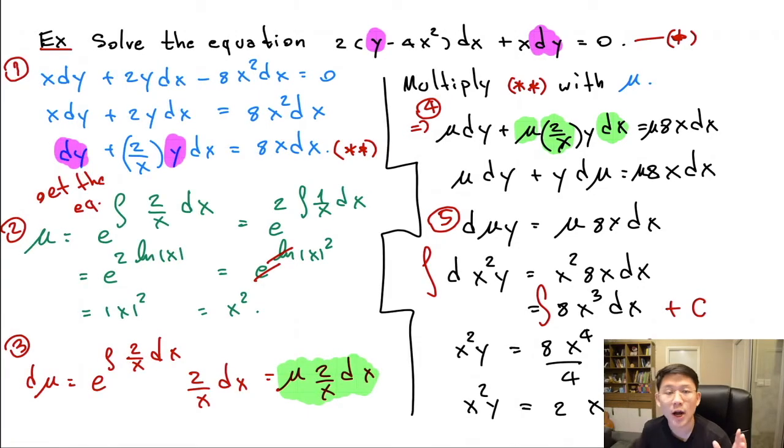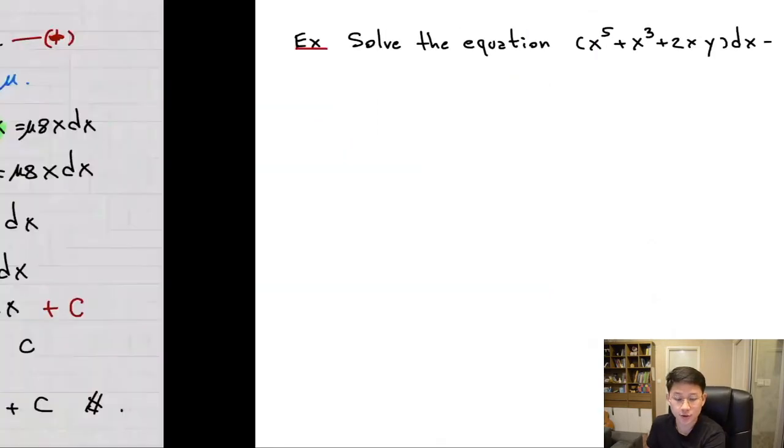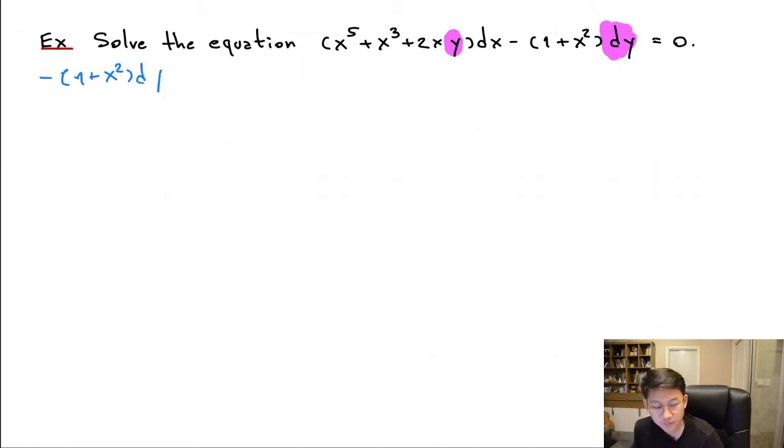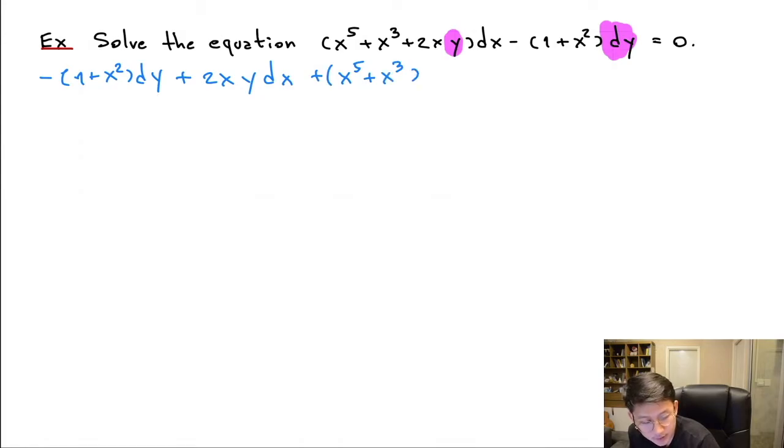So try it first. Okay, let's look at another question. So this question again, guys, I look here, I see dy here, and I have one y here and dx, right? And the rest seem to be the function of x. So again, I'll move the y to the front, so I get minus 1 plus x squared dy, and then I have plus 2xy dx plus x dx equals 0.